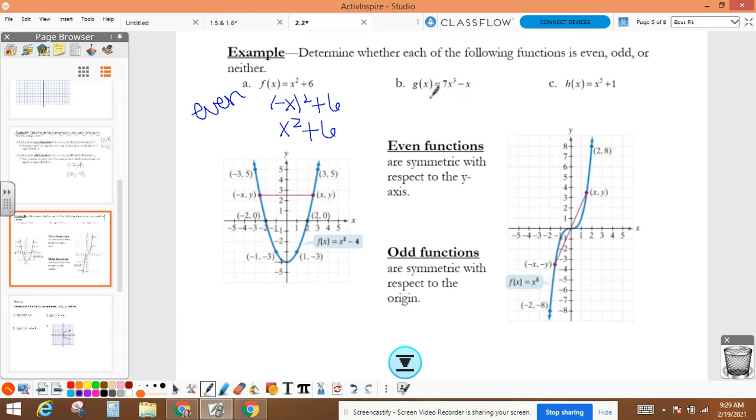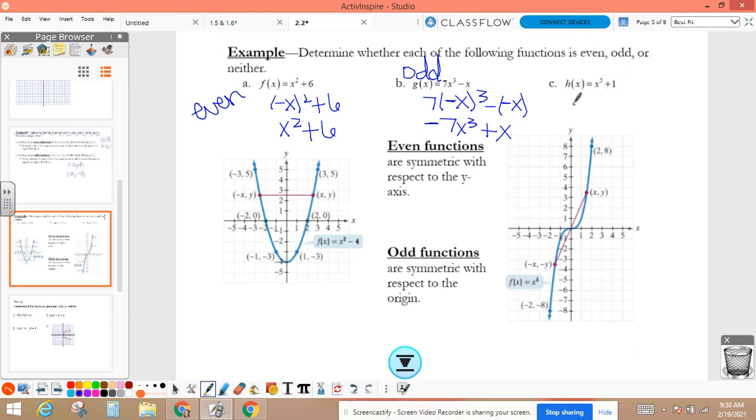All right, here, if I plug in a -x, a negative to the third power is a negative. So this term becomes negative. Negative times a negative is a positive. This term becomes positive. So do you see how both of these change signs? So since I got the exact opposite, then I have an odd function.